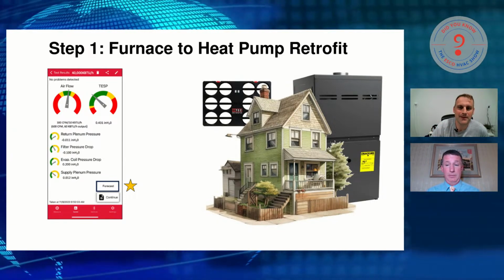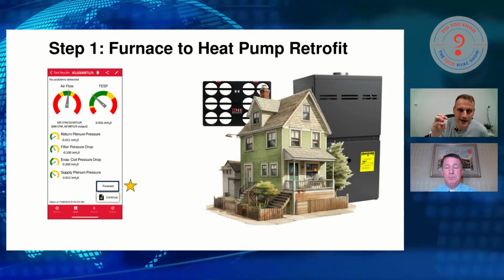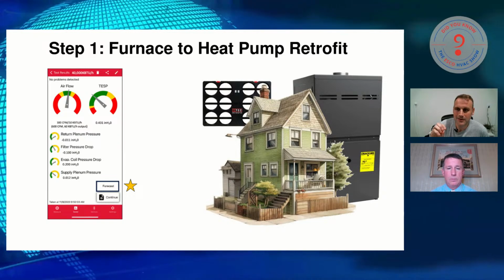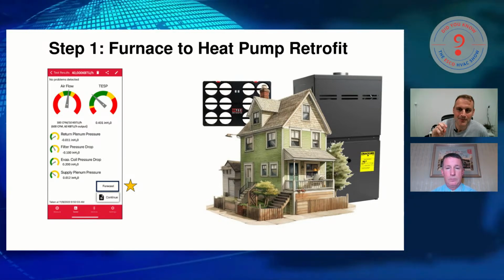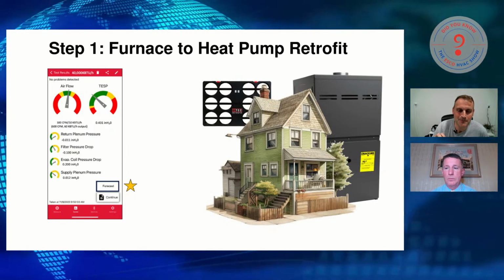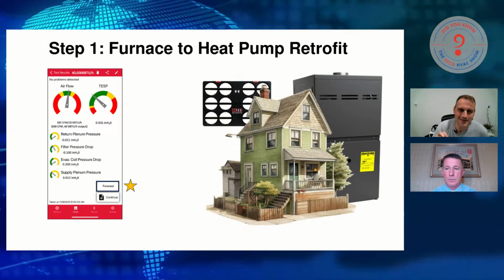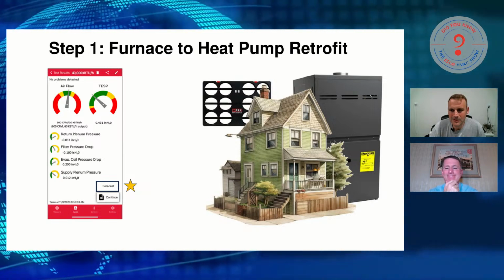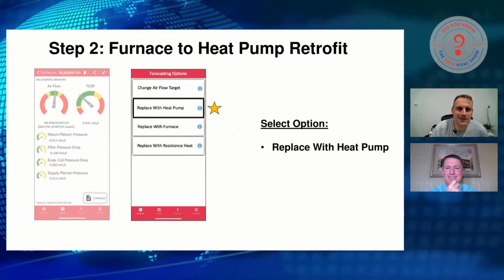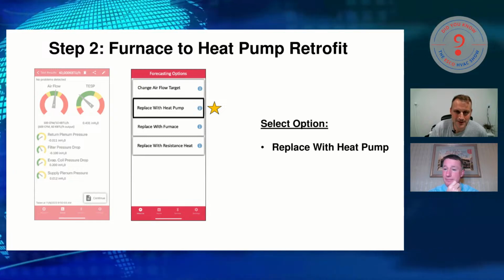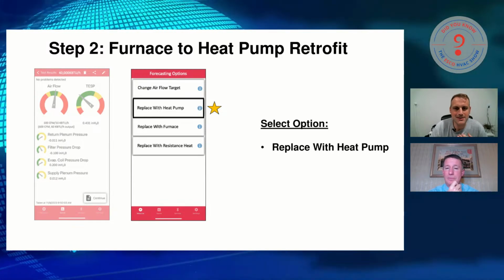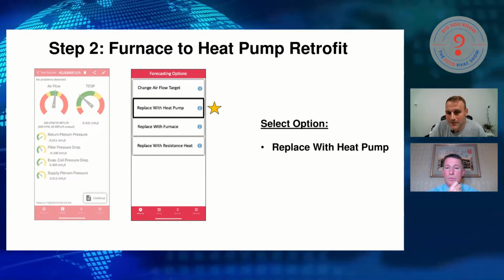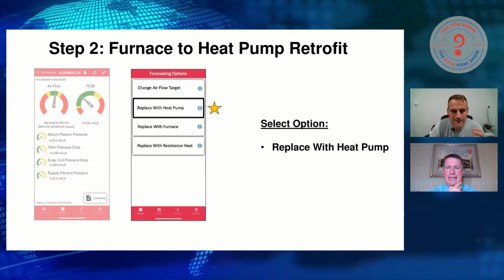This is the existing system. This is the 40K furnace right here. We've got airflow, total external static pressure, and all our sub-pressure measurements like return plenum pressure, the filter drop, evaporator coil pressure drop, and supply plenum pressure. Now, there's a button we added. It's called forecast. Once you have that data on that system, we're going to walk this out. The next thing you're going to see is furnace to heat pump retrofit. Now, you can make a few decisions here. You can just change the airflow target. You could replace with a heat pump, replace with a furnace, or replace it with resistance heat. So you have the options.